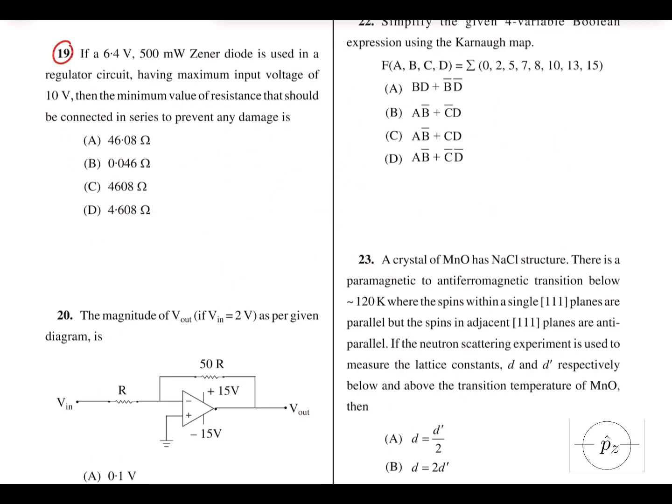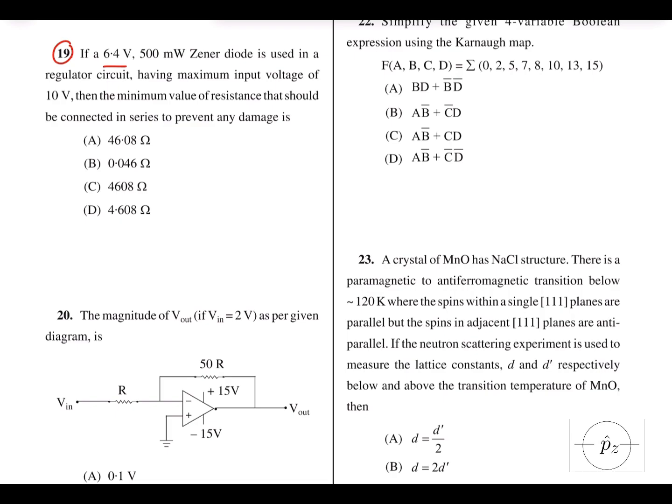Problem 19. If a 6.4 volt 500 milliwatt Zener diode is used in a regulator circuit having maximum input voltage of 10 volt, then the minimum value of resistance that should be connected in series to prevent any damage is.